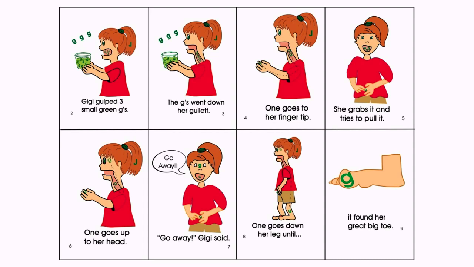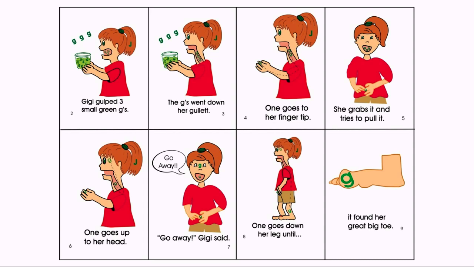G, g, g. How many does she have in her throat? 1, 2, 3. So let's make 3 g sounds. G, g, g, while she's swallowing those G's. Uh-oh, one goes to her fingertip. So you can see that she only has two in her throat.